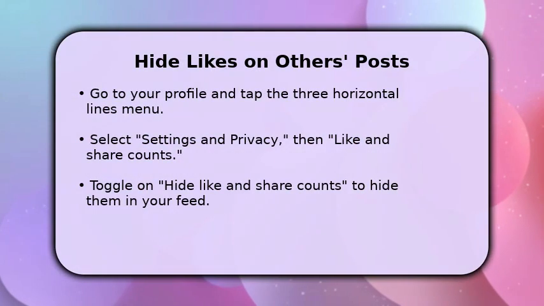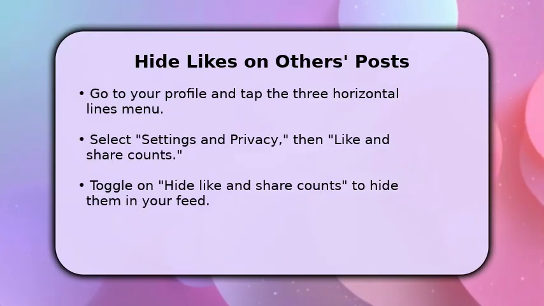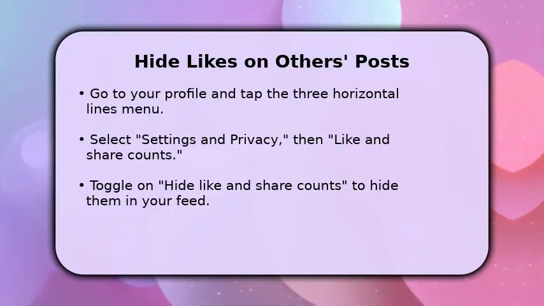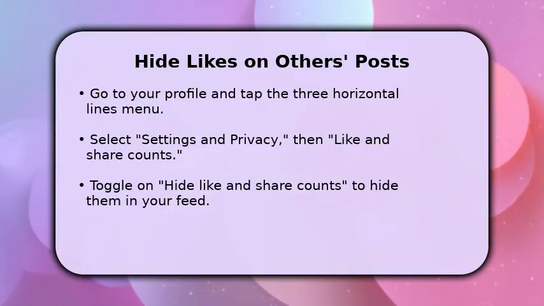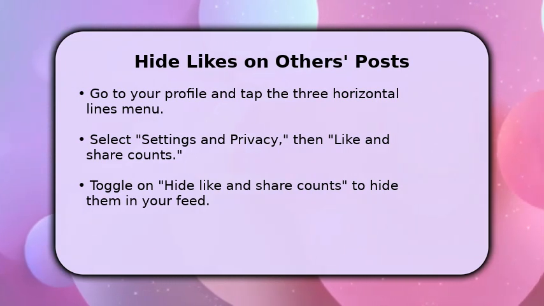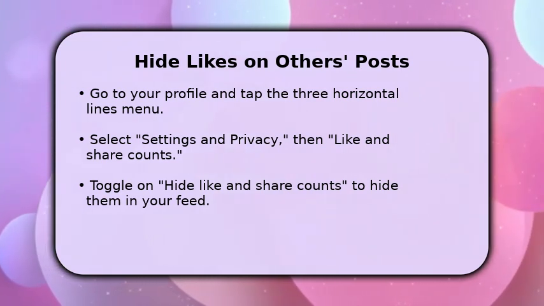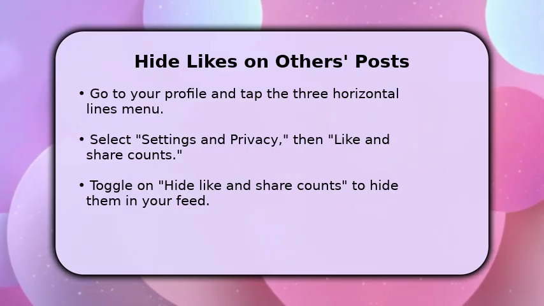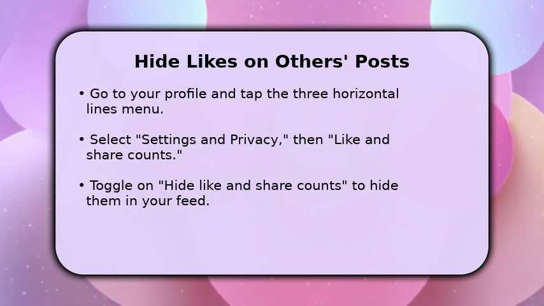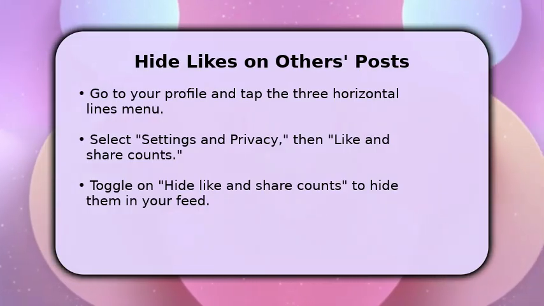You can also choose to hide the like counts on posts from other accounts that appear in your feed. To do this, go to your profile and tap the three horizontal lines in the top right corner. Select Settings and Privacy, then scroll down to what you see and tap Like and Share Counts. Here, simply toggle on the Hide Like and Share Counts option. This will hide like counts on all posts and reels from other accounts in your feed.